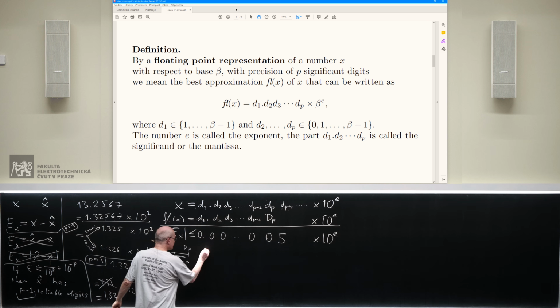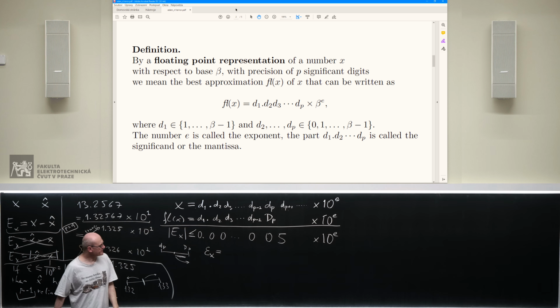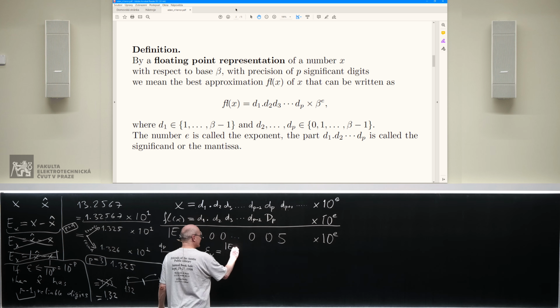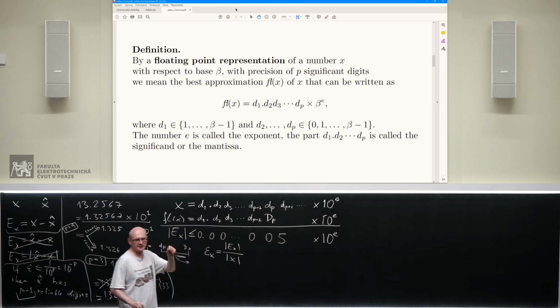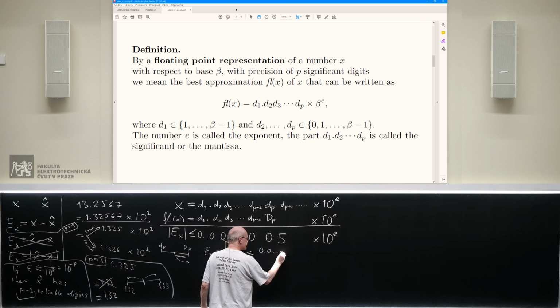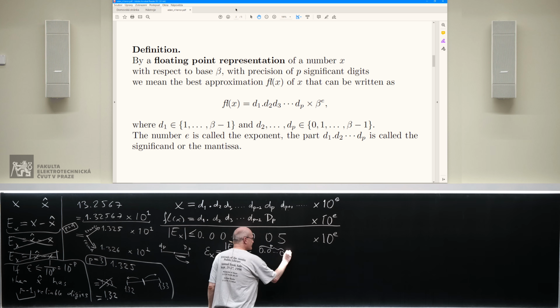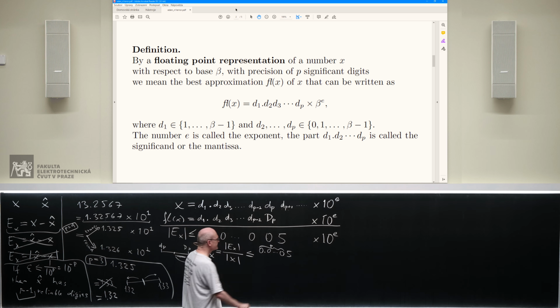What is the relative error? Well, by definition, this should be the absolute error divided by the actual value, the precise value. Let's estimate. In the numerator, I have an upper estimate for the absolute error. 0.0 and so on. How many zeros? The answer is p of them. First, second, third, pth. So there are p zeros, and 5, like that, times 10 to e.